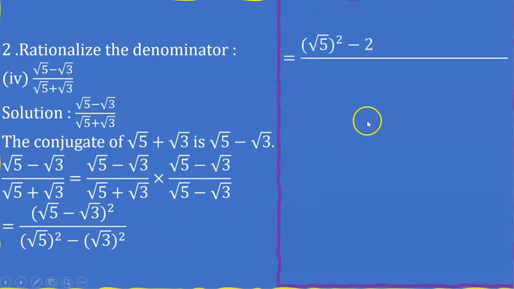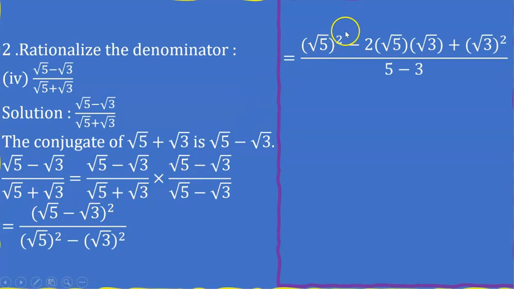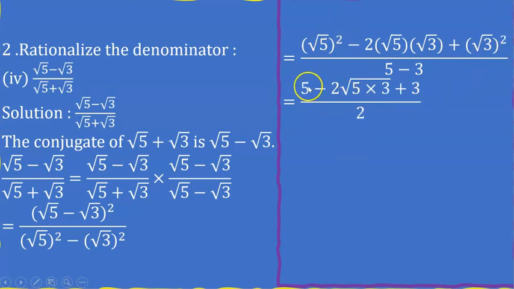Then next, the square of root 5 minus root 3 means root 5 bracket square minus 2 into root 5 into root 3 plus root 3 bracket square, and to the denominator, square of root 5 is 5. Square of root 3 is 3. 5 minus 3, then you will get here 2. Next, root 5, its square is 5. Root 3, its square is 3. 5 plus 3, then you will get here 8.